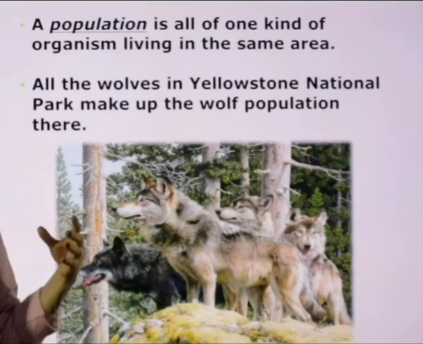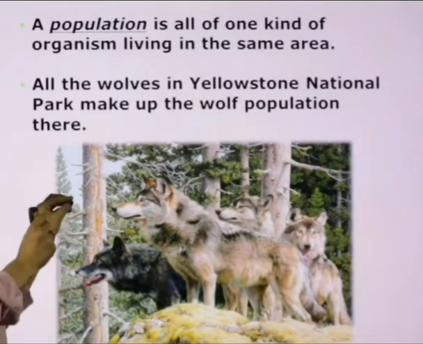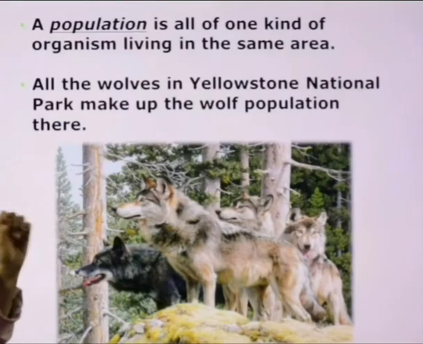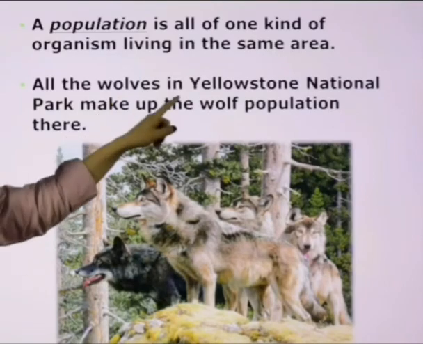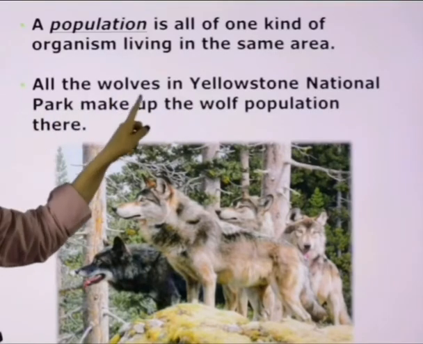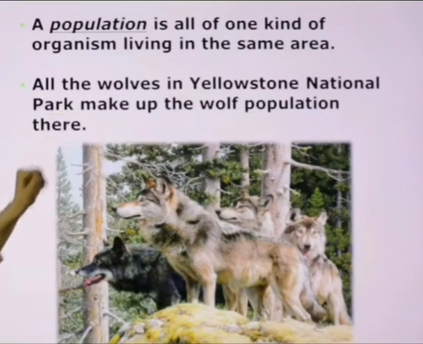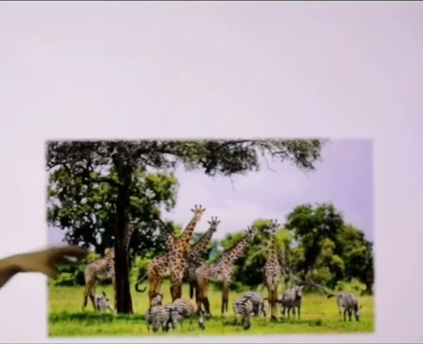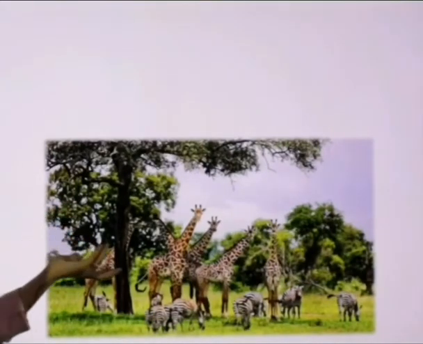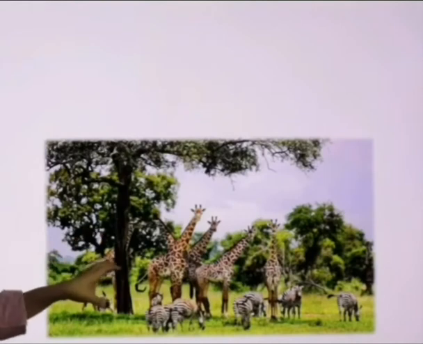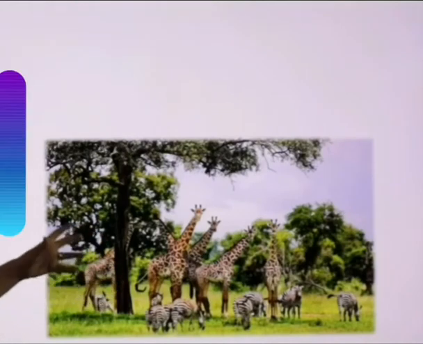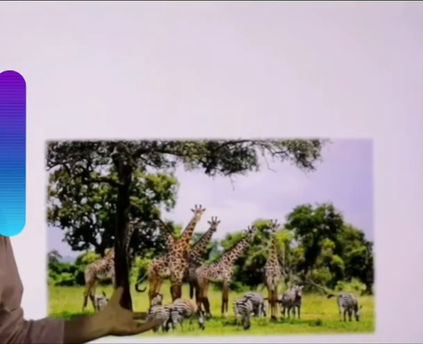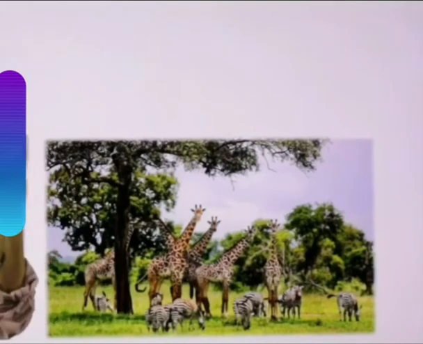When I say population, I mean how many of the same kind. I didn't say 4 wolves and 3 bears. All the wolves in Yellowstone National Park make up the wolf population there. Let's look here. How many populations do you see? Look carefully at this picture. Check how many kinds of living things you see here. Is it only one kind of living thing?